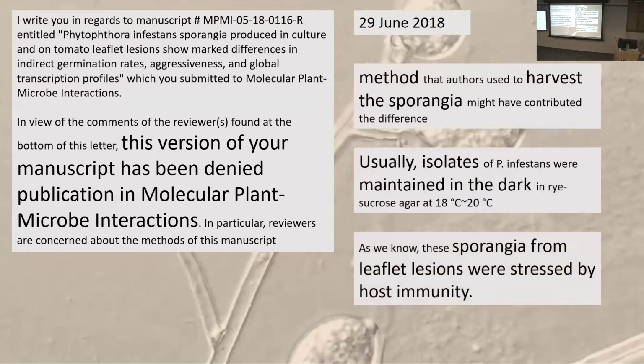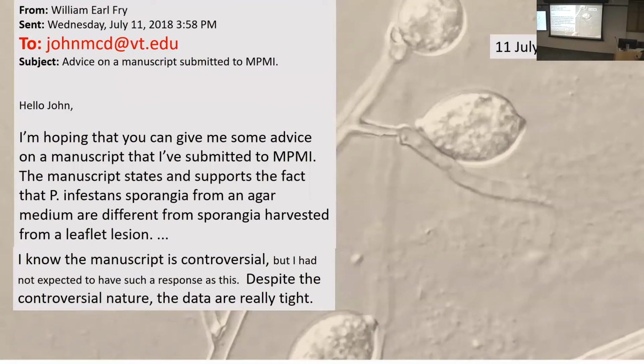And this one I really love. It says, as we know, these sporangia from leaflet lesions were stressed by host immunity. You know, that's not what the RNA data said. The RNA-seq data said that the ones that were stressed came from the plates, so the dogma here is wrong. And this is, I think, the inconvenient truth that Alan was describing, is that the sporangia from leaflets were actually not stressed.